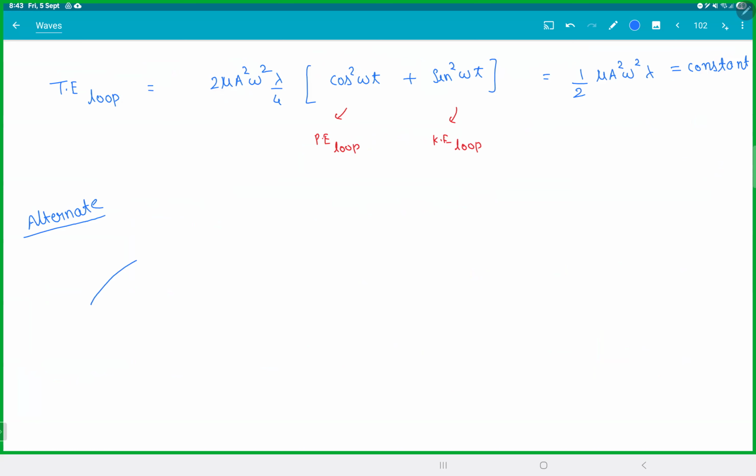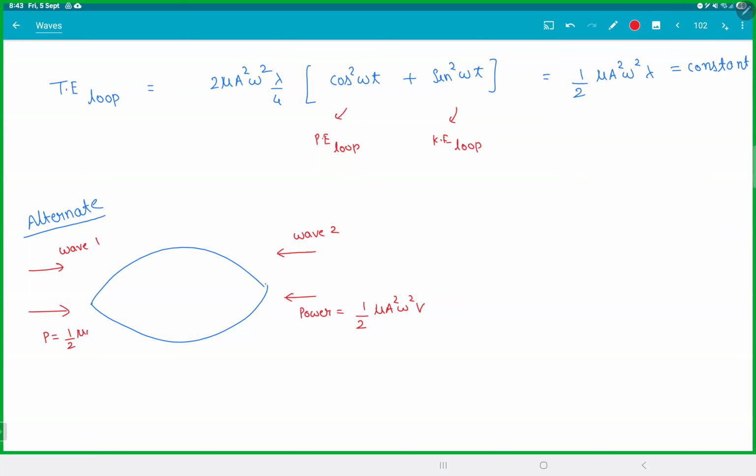So that means when I take one loop, can I say like this? You're pushing two waves from left and right. So end of the day, power is entering from both the sides, which is half mu a square omega square v wave. From here also the power is entering half mu a square omega square v wave. And this distance is lambda by 2.